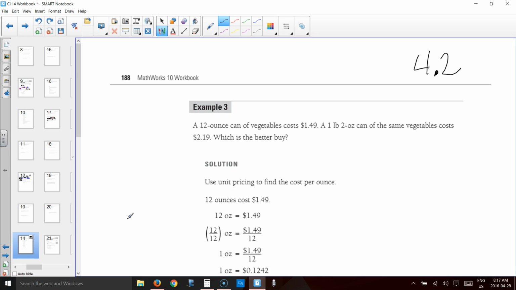Hello, this is Math 10 ANW with Mr. Sandhu. We are in Chapter 4.2 of your Mathworks 10 workbook, and this is Example 3 on page 188.